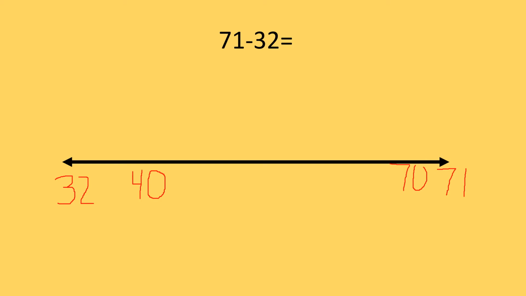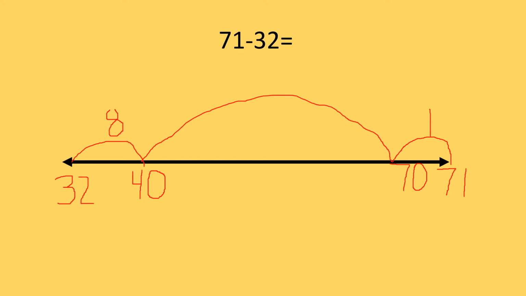All right. Our next step would be to make our jumps. From 32 to 40 is 8. 32 plus 8 is 40. And then we're going to jump from 70 to 71, and that's going to be 1, because 70 plus 1 is 71. Now we have the big jump between 40 and 70. So let's make this big jump between 40 and 70.